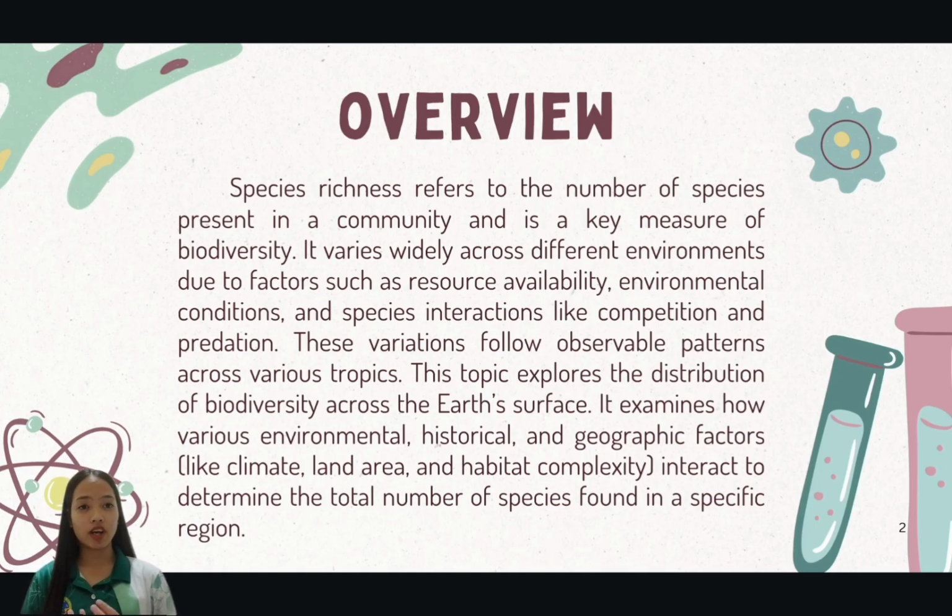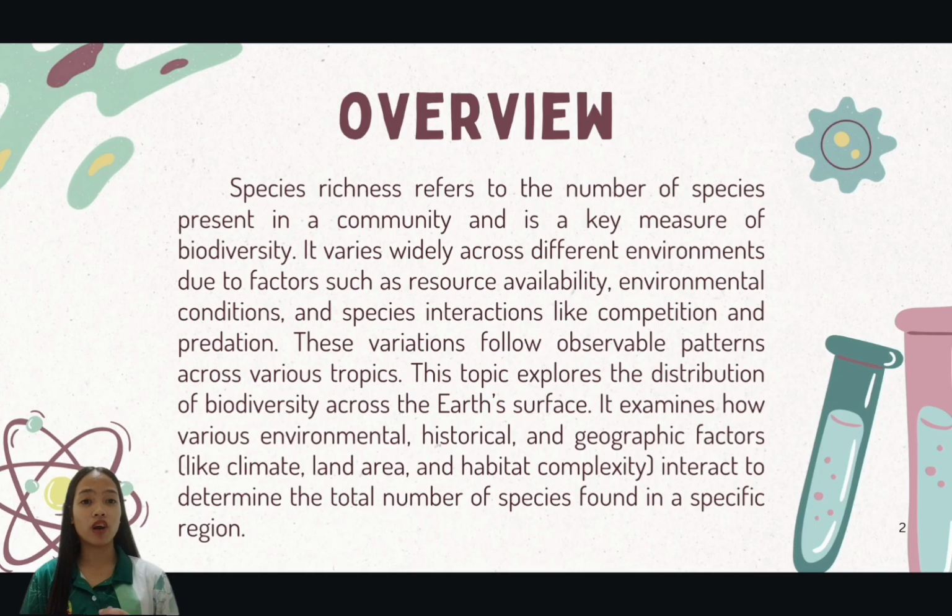Another factor is environmental conditions. Dito na papasok yung range of tolerance na natalakay natin nung preliminary, which is how a certain species adapts to their environment based on their tolerance that is essential for survival and growth. And species interactions like competition and predation are another factor. These variations follow observable patterns across various topics. This topic explores the distribution of biodiversity across the Earth's surface.